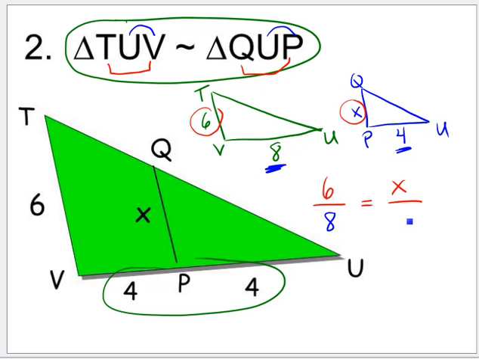But 8 matches up, and its corresponding side is 4. Cross multiply here, I get 8x equals 24. Divide by 8, and I get x is 3.